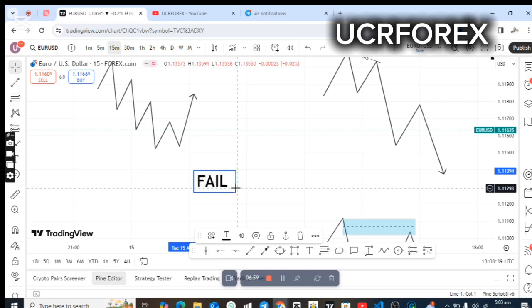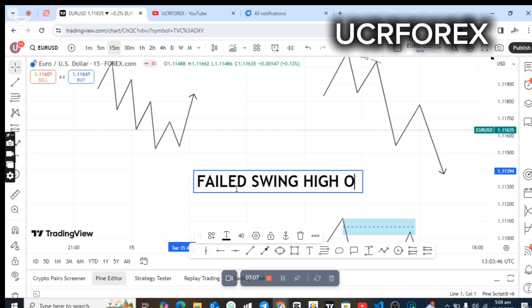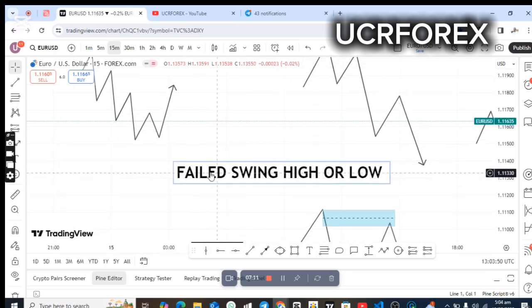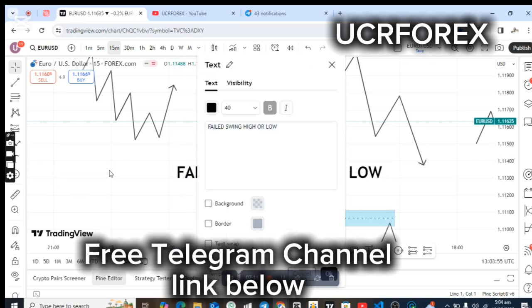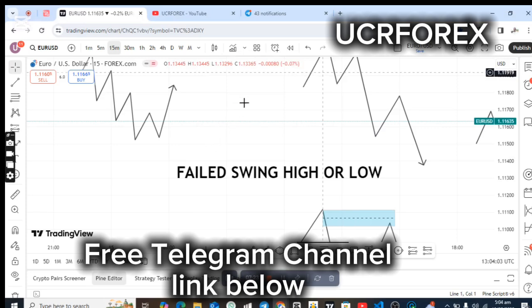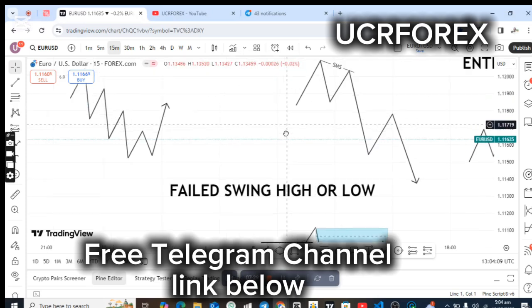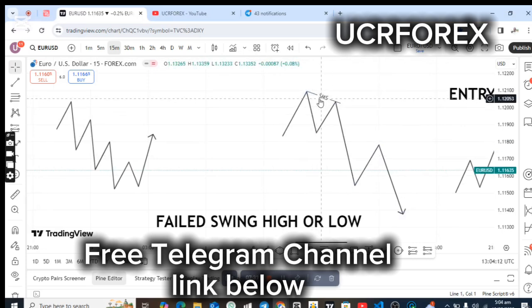So it's called failed swing high, or low. Within a particular strategy, this is what we call a failed swing high or low, which can be called SMS. It means a shift in market structure. Whenever you see me writing something that looks like this, you see me writing SMS.